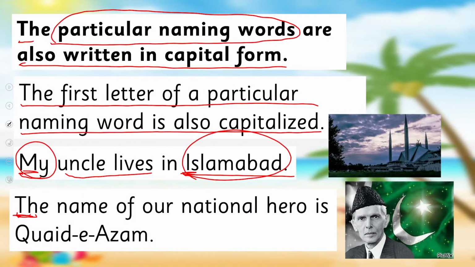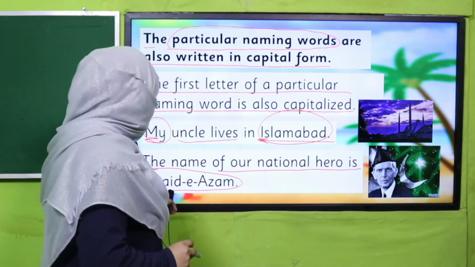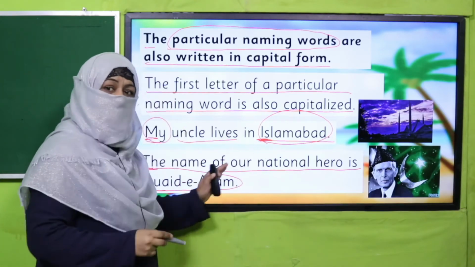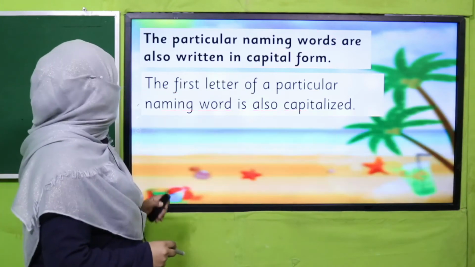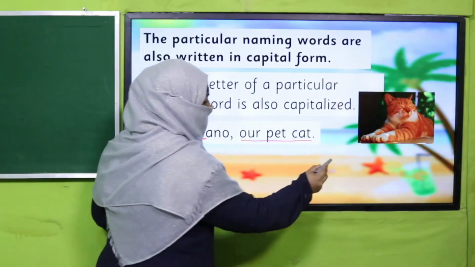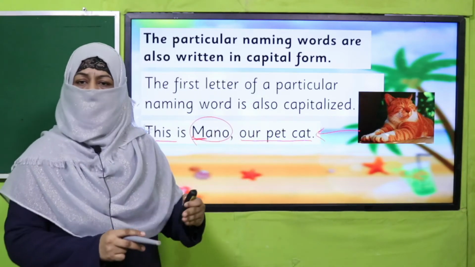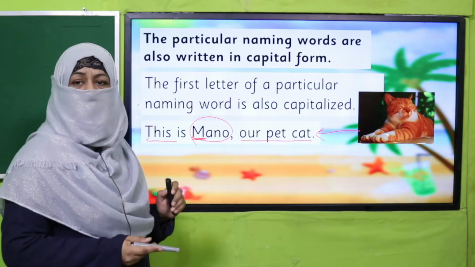The next is the name. Now you see this T is capital because this is the first letter of the first word of the sentence. The name of our national hero is Quaid-e-Azam. Why this Q is capital? Because it is a particular name, right? Okay, and it is appearing within the sentence. Wherever it comes, we should write it with capital letter. The next is, this is Mano. Now this M is capital because it is the name of our pet cat. Because when we name a pet, it becomes a particular name. That's why we apply capitalization.